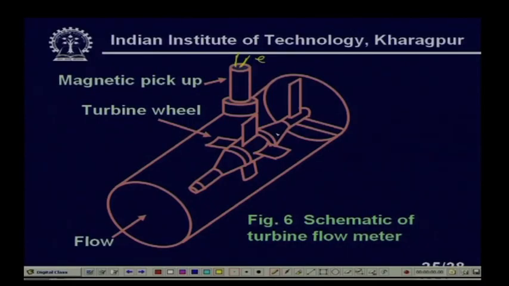I have a magnetic pickup here. What is that magnetic pickup? It is made of a permanent magnet on which the coil is wound with soft iron pole pieces. Since the blade is ferromagnetic, whenever it passes this permanent magnet during rotation, I will get a pulse, or a time varying signal, at the output. That will be calibrated in terms of the flow. Let us look at the details of this.